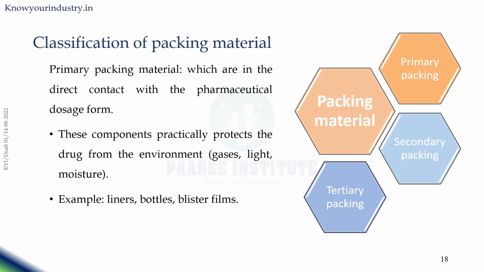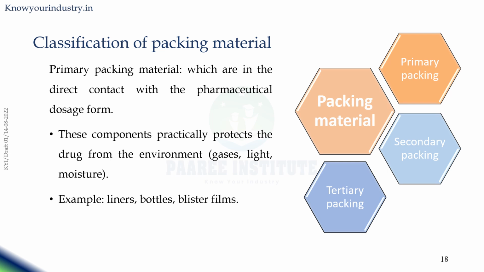The classification of packaging material. A packaging material can be classified into three terms, which are primary, secondary, and tertiary. Primary packaging is where the packaging directly interacts with the drug product. The secondary is above the primary pack and the tertiary is above the secondary pack. It's a simple terminology.